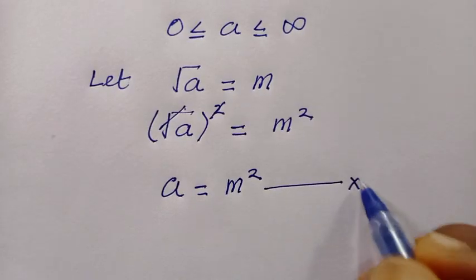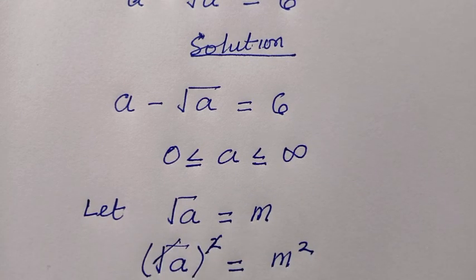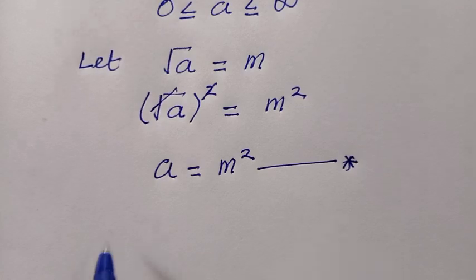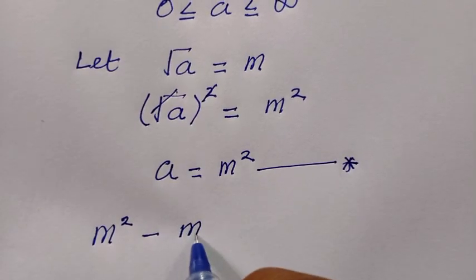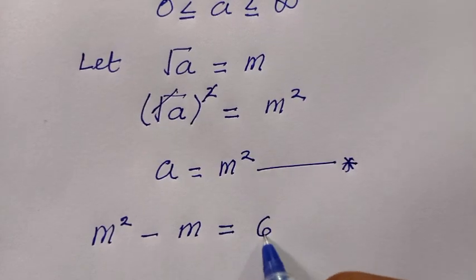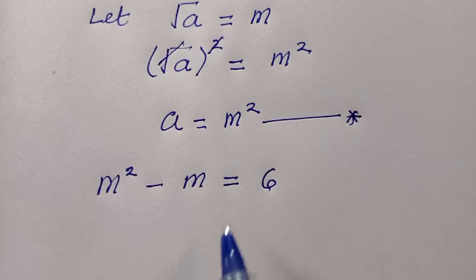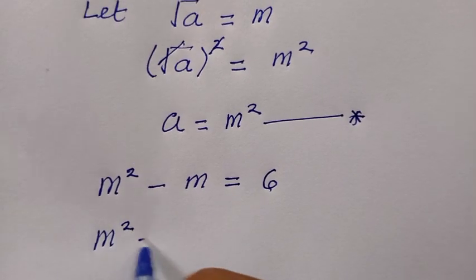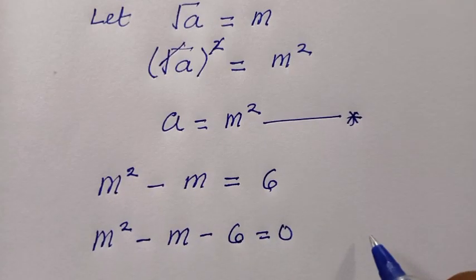So we have to consider this step, and we come back to the equation, where we have a, which is m squared, and we have this root a, which equals m. And let's try to replace it. So we have m squared minus m equals 6. And this is just like a quadratic equation. We have to transfer this 6 here. We have m squared minus m minus 6 equals 0.